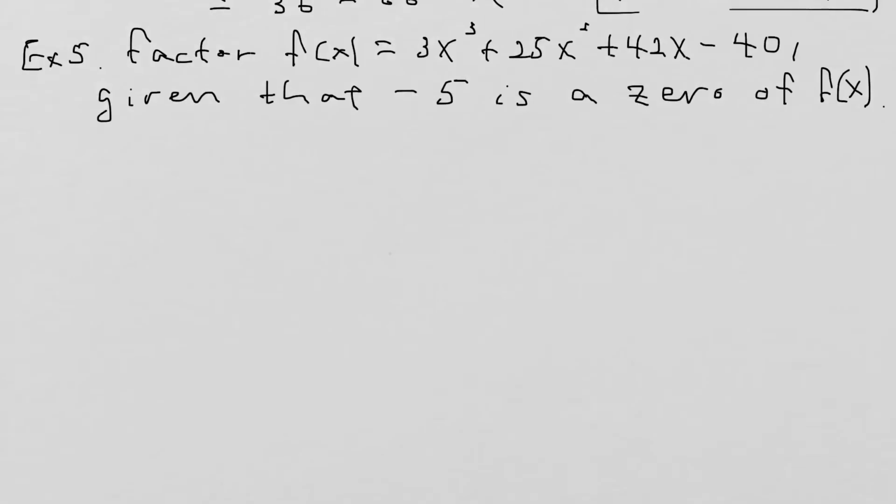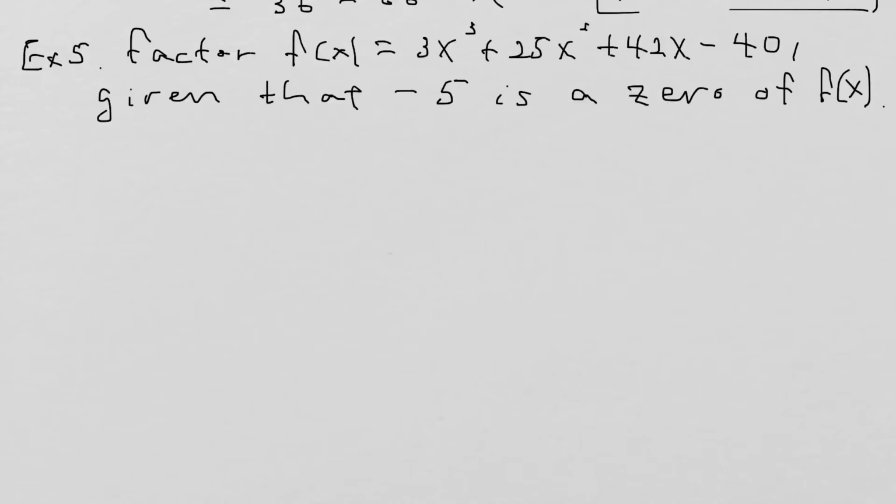So next, example 5 is asking us to factor f of x given that negative 5 is a 0 of f of x. So it means negative 5 will give you 0 when you're using synthetic division. It means negative 5 is one of your solutions. So x plus 5 will be a factor then, right? So let's see if we can find two others.